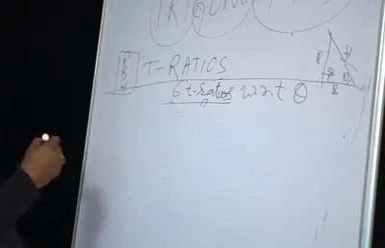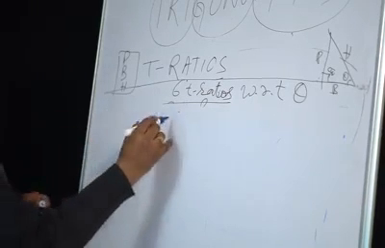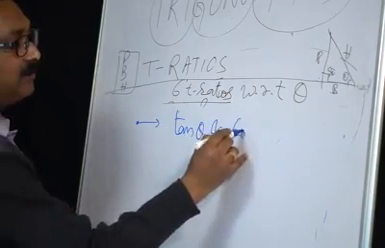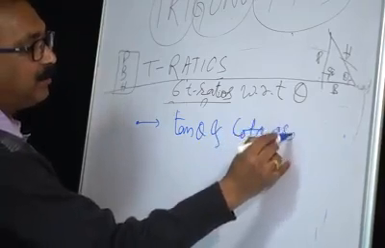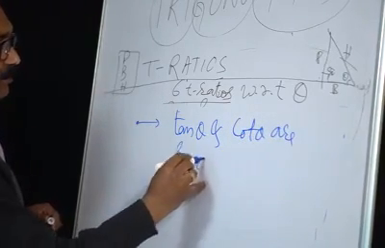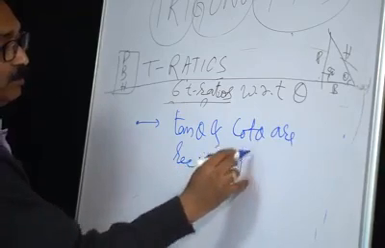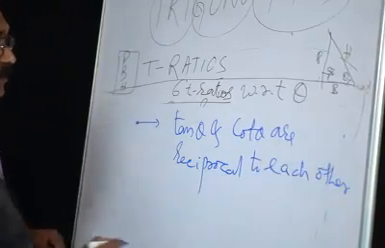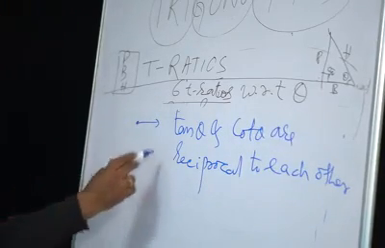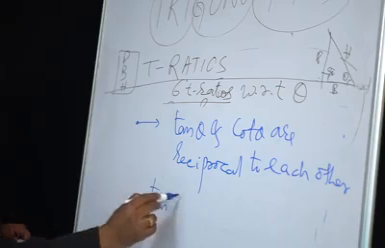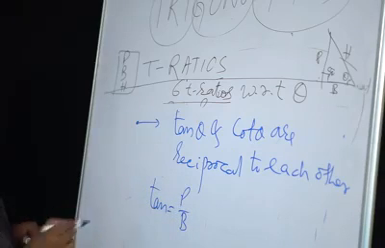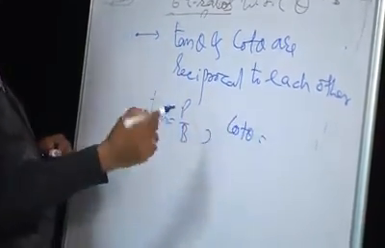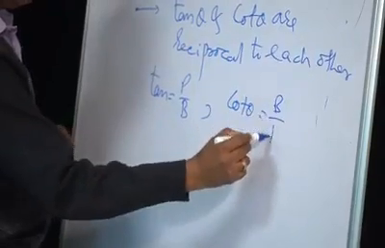The third bullet point is tan theta and cot theta are reciprocal to each other. Clear? So you already know tan is perpendicular by base, permanently. Then what will be cot theta? As you know already, just the reciprocal, which is base by perpendicular, B by P.